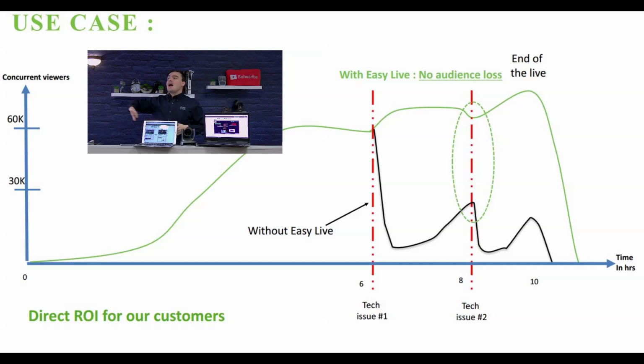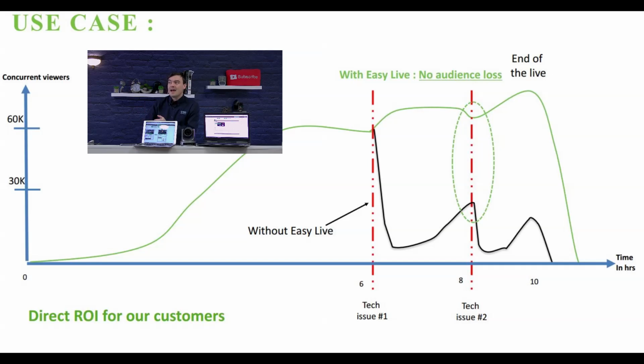If you're live streaming and you've got a really important live stream, and anything happens to that live stream, if you lose power, if your bandwidth has an issue, or somebody trips and your laptop falls and your live stream dies, then you're going to lose most of your audience. When you see that dip there with the tech issue number one, that's without EasyLive, without redundancy, without backups, which we'll show you in a moment. You basically will lose most of your audience. Everyone's going to leave. They're going to go on to the next thing.